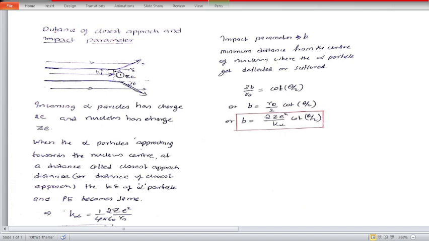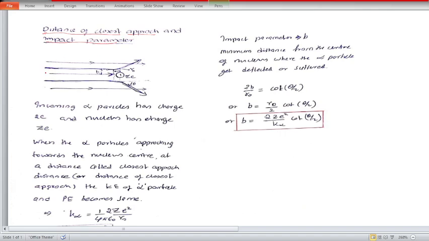Okay. And in this section, we will discuss two more parameters, which are the distance of closest approach and the impact parameter. These two parameters we will discuss: one is distance of closest approach and the other is impact parameter.